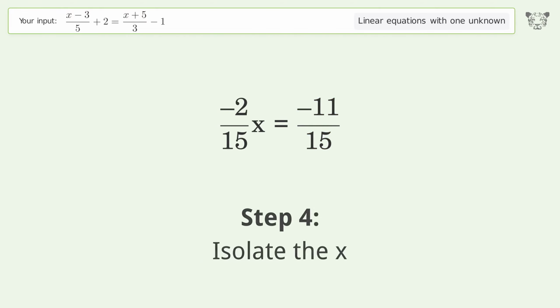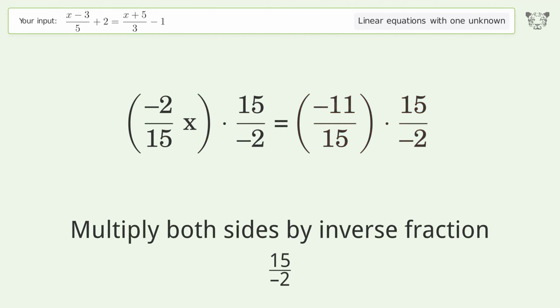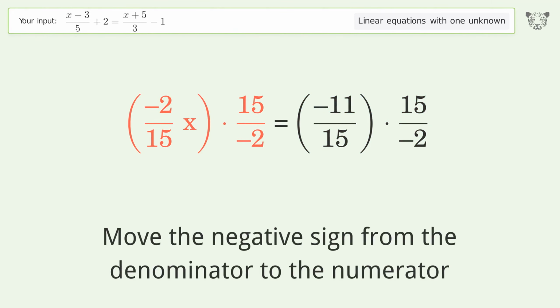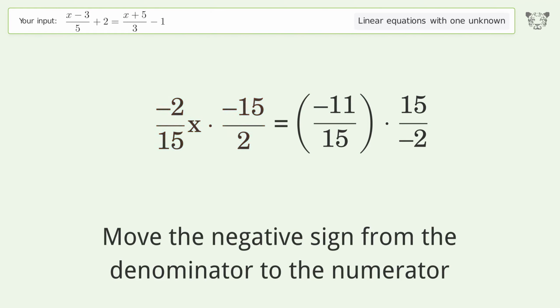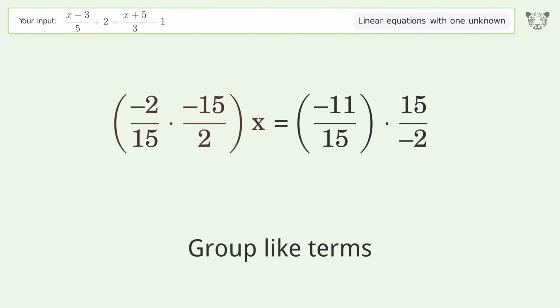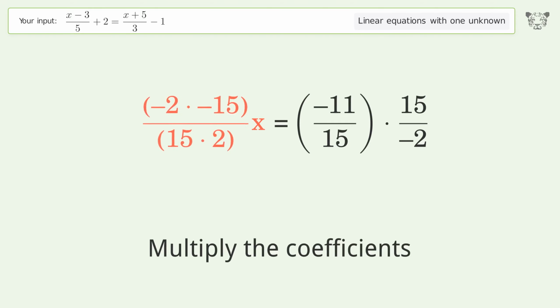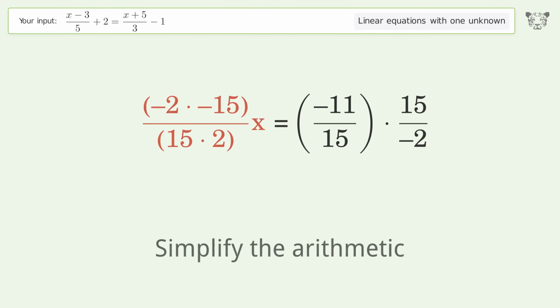Isolate the x. Multiply both sides by inverse fraction 15 over -2. Move the negative sign from the denominator to the numerator. Group like terms. Multiply the coefficients. Simplify the arithmetic.